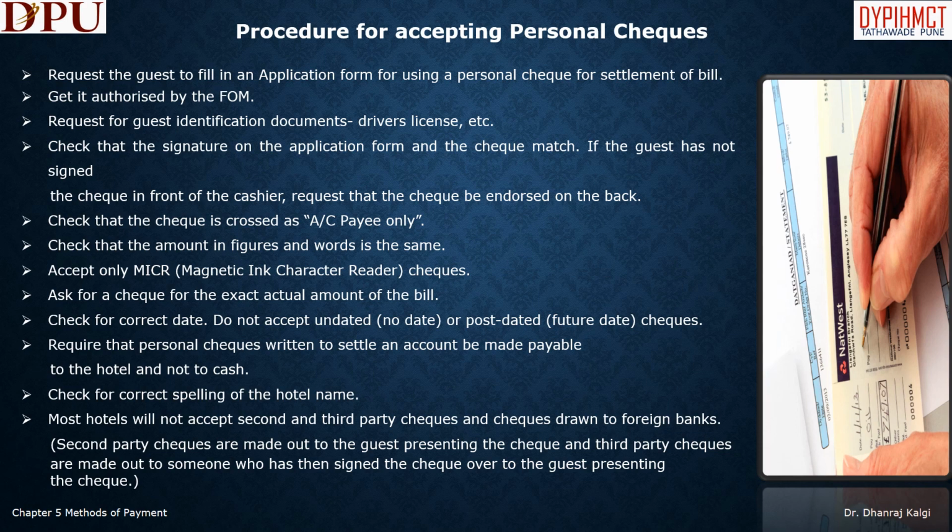Most hotels will not accept second and third-party checks and checks drawn to foreign banks. Second-party checks are made out to the guest presenting the check, and third-party checks are made out to someone who has then signed the check over to the guest presenting the check.